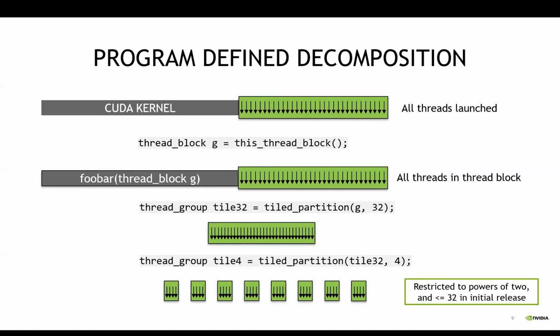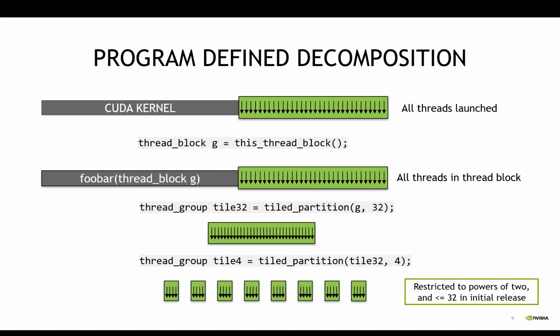We pass now the group called tile 32, and we break it into tiles that are of size 4. And those tiles of size 4 are now logically referred to using the tile 4 handle or variable name. This allows us to work individually in tiles of 4, or at the same time, using a different group, we can work with the tiled partition of 32 called tile 32, or at the same time, we can work at the thread block level using the group G. All of this is something that we can intermix in our code and use as needed.